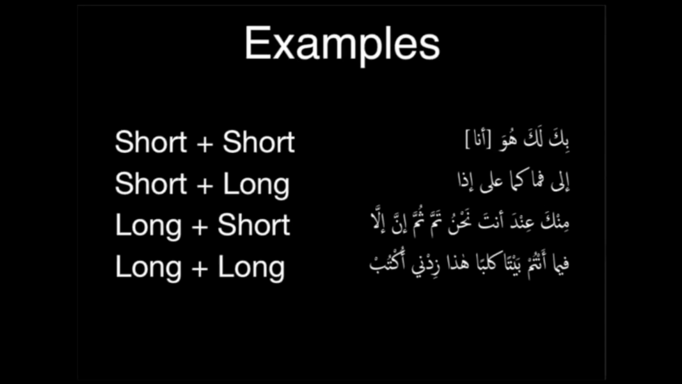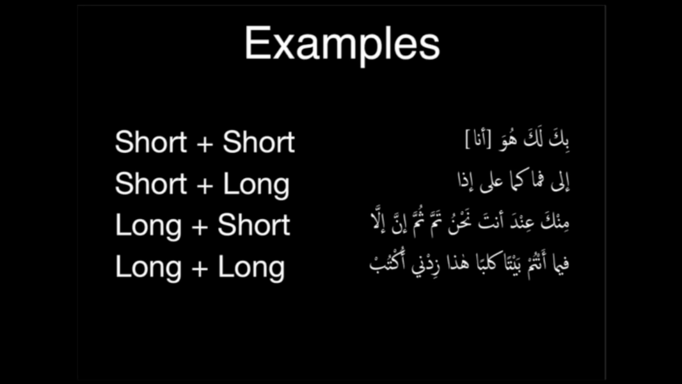You can have two short syllables back to back. So that is, for example, bika. Bika is two short syllables back to back, or laka, or huwa. And also the word ana. Ana is actually two short syllables, usually, in poetry. And you can just hear it if you say ana. That's different from a short plus a long, right? So a short plus a long would be something like ila, or fama, or kama, or ala, or idha.